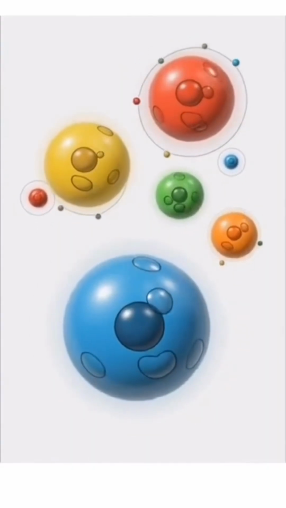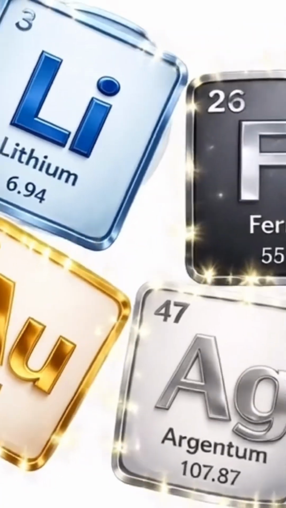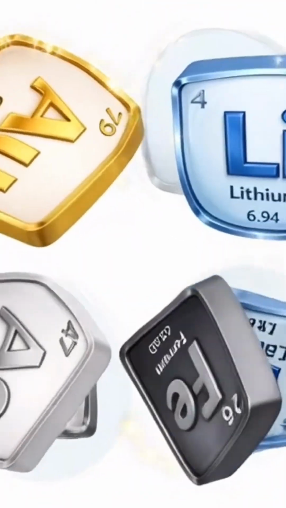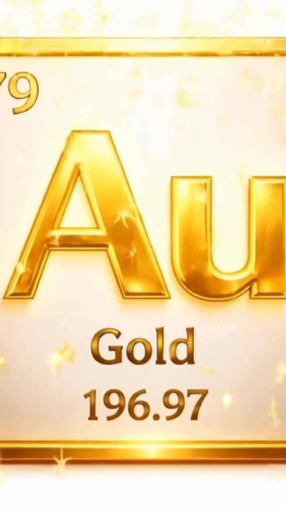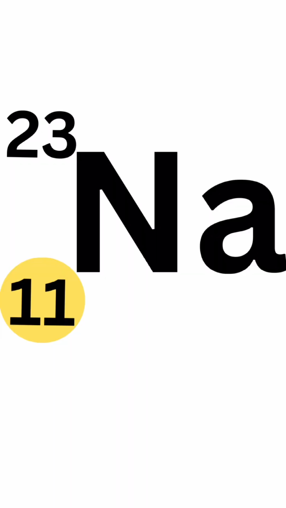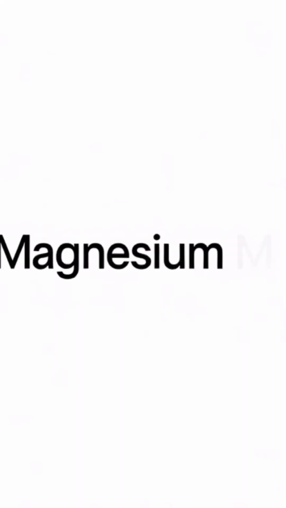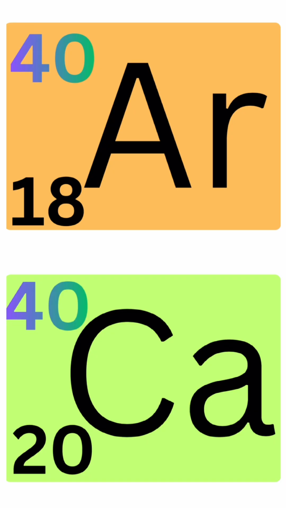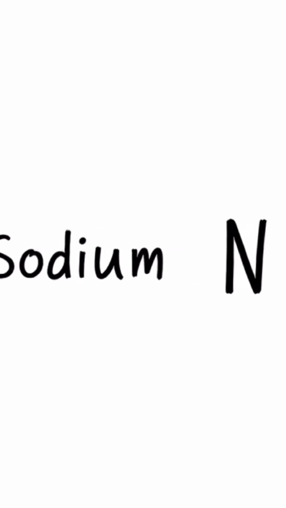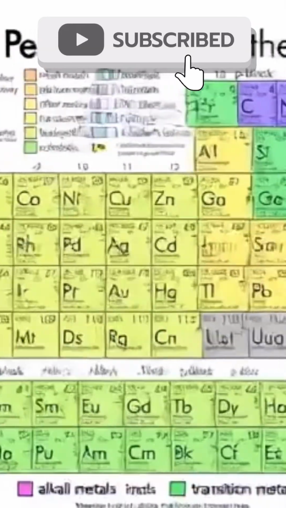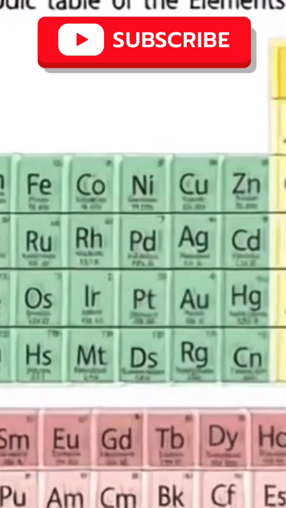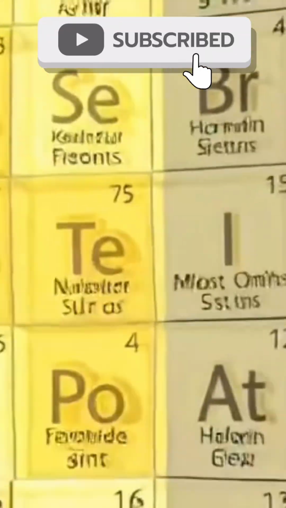Each type of atom belongs to an element, and every element has its own chemical symbol. Chemical symbols are 1- or 2-letter abbreviations. The first letter is always capitalized, and the second letter is lowercase, for example, C for carbon and Mg for magnesium. Some symbols come from English names, while others come from Latin. For example, sodium has the symbol Na. There are 118 known elements, all arranged in the periodic table.